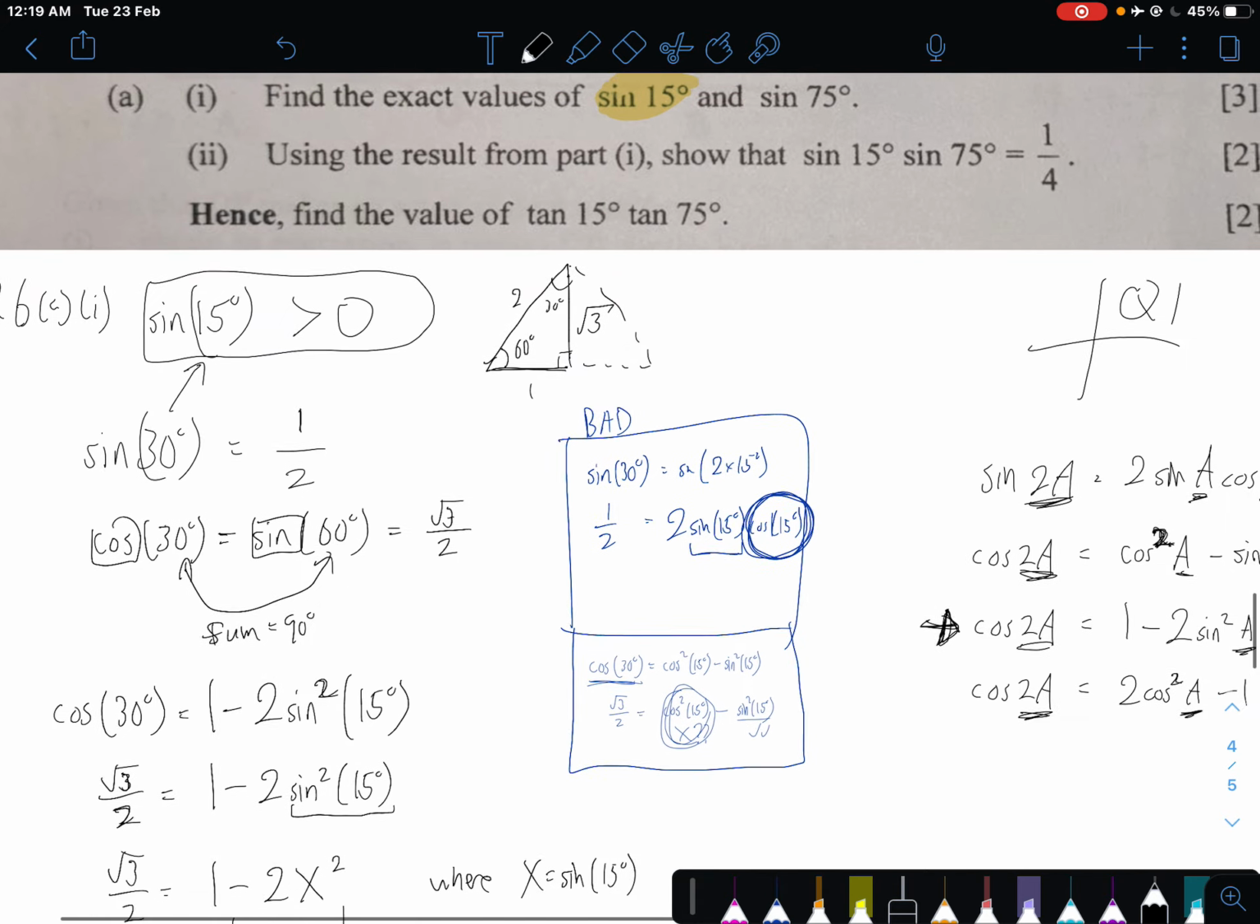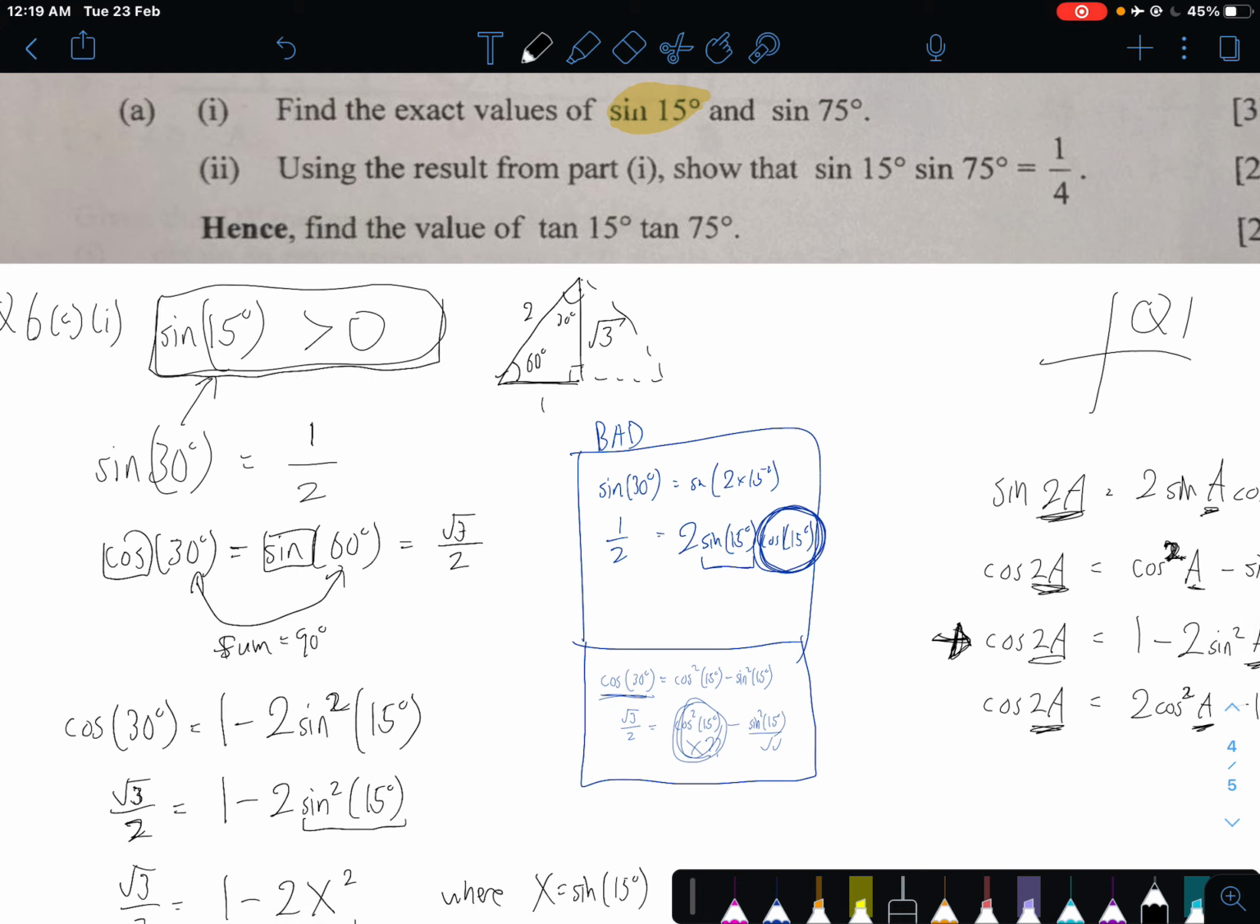And at the beginning, I think I wrote this down without explaining. Sine of 15 degrees has to be positive. Why? Because of ASTC: add sugar to coffee, all science teachers crazy. In this case, 15 degrees is in which quadrant? Quadrant 1. Quadrant 1 is A. A means all the angles are positive, so all the trigo ratios will be positive. Sine of an angle in quadrant 1 is definitely positive because of A. Even if it's in quadrant 2, it will still be positive, like sine of 135 degrees, for example.